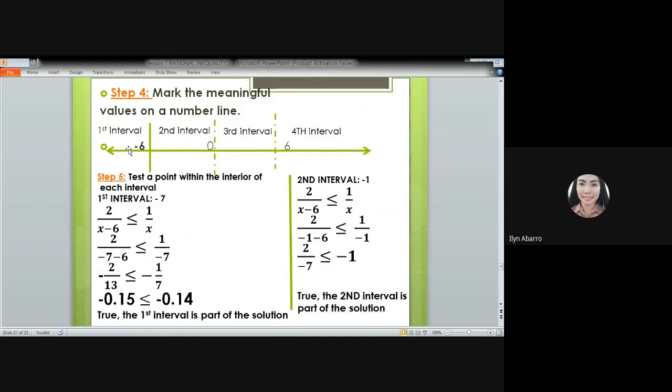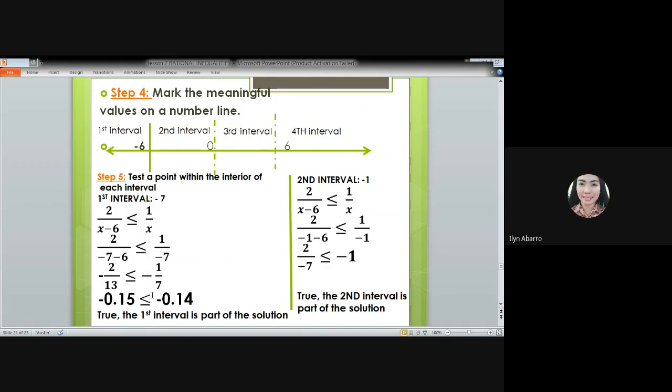Kasi kasunod na negative 6, negative 7. So in place of x from the given, you substitute negative 7. So it will become 2 over negative 7 minus 6 is less than or equal to 1 over negative 7. So 2 over negative 7 minus 6 is negative 13. So that's why it becomes negative 2 over 13. Kapag division, unlike sign, the answer is negative. Is less than or equal to negative 1/7.